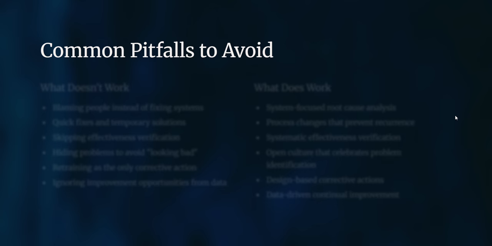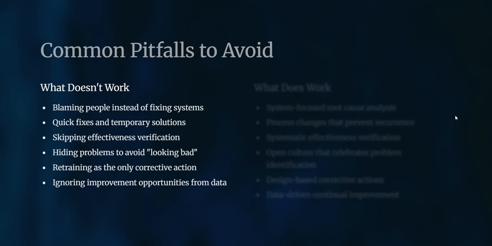Common pitfalls to avoid when implementing improvement. First, what doesn't work? Blaming people instead of fixing the problems doesn't work. Quick fixes and temporary solutions don't work. Skipping effectiveness verification doesn't work. Hiding problems to avoid looking bad doesn't work. Retraining as the only corrective action doesn't work. And ignoring improvement opportunities from data doesn't work.